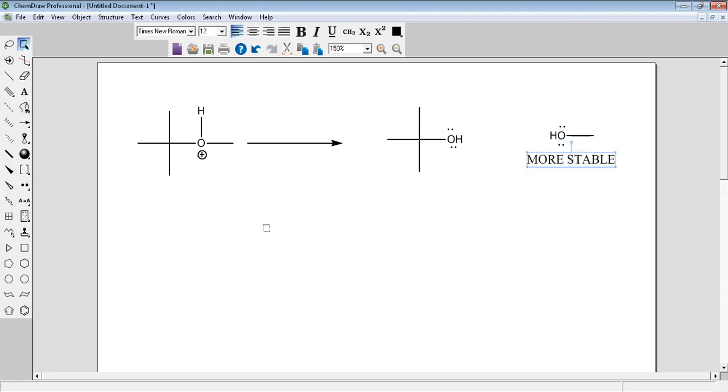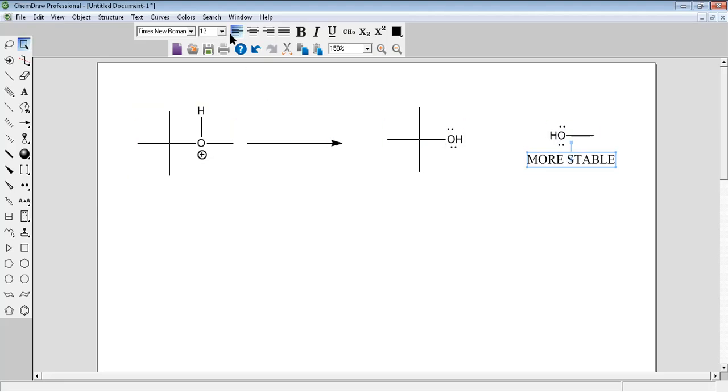Because the R group donates electrons to increase the negative charge. Here we have a big R group, and all of them donate to make the negative charge here, the unshared electrons, strong. For this reason, this will be more stable, and this will be less stable.